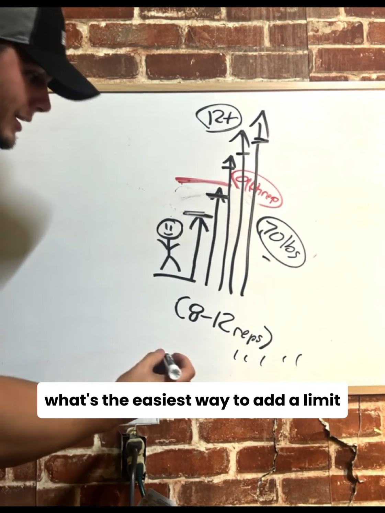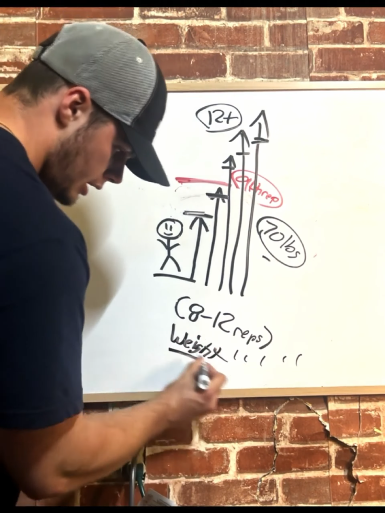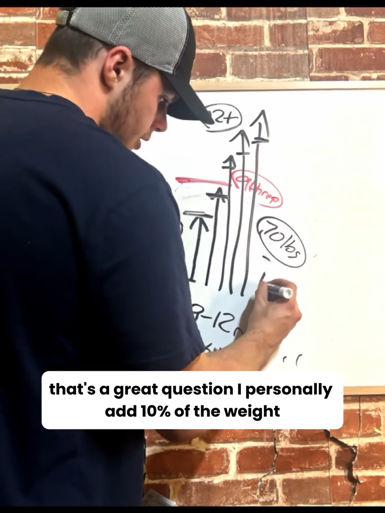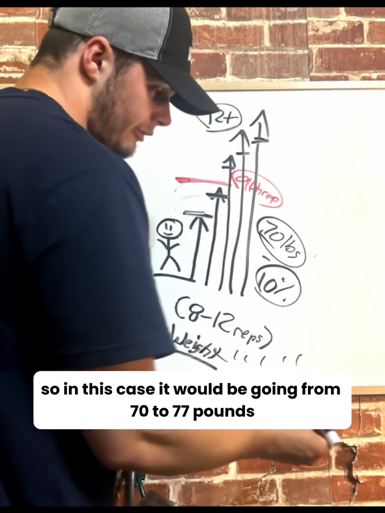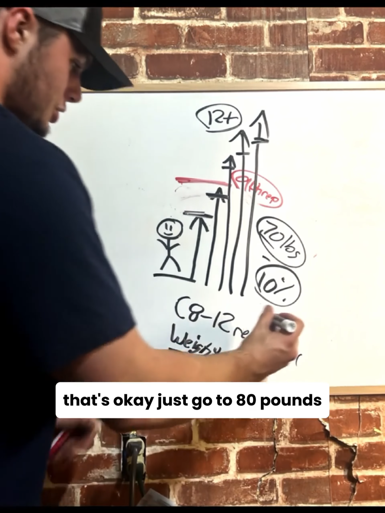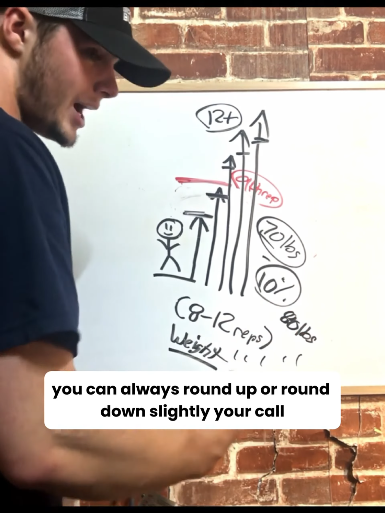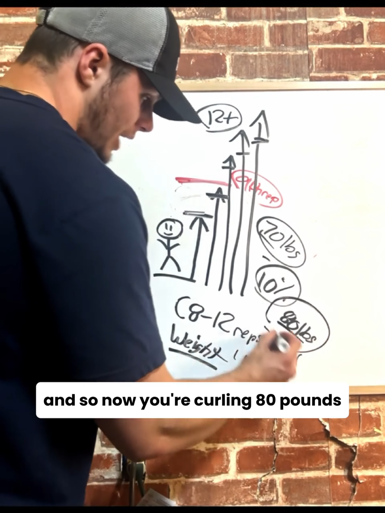What's the easiest way to add a limit? Add weight to the bar. How much weight do we add? That's a great question. I personally add 10% of the weight. So in this case, it would be going from 70 to 77 pounds. If you don't have a 77-pound barbell, that's okay. Just go to 80 pounds. You can always round up or round down slightly. Your call. I prefer to round up personally. And so now you're curling 80 pounds.